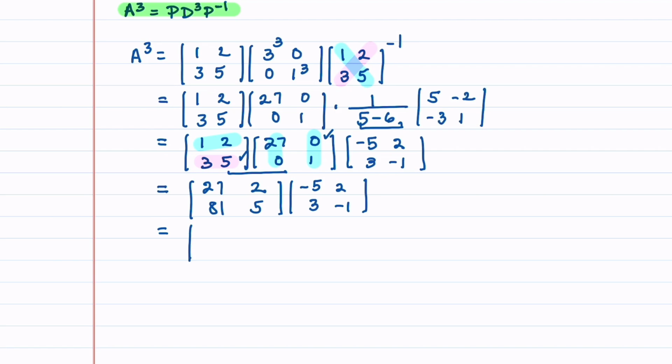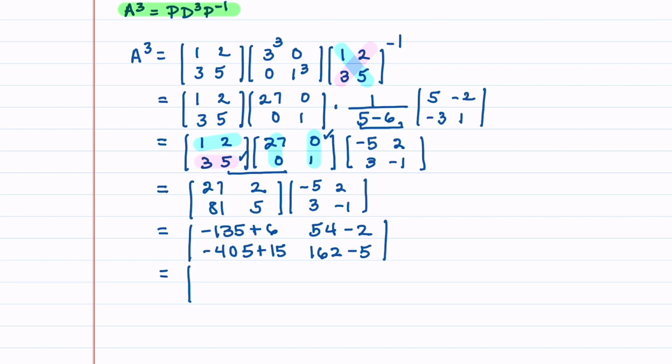Our first entry in the upper left is going to be 27 times -5, which is -135, plus 2 times 3 is 6. And then in the upper right, we're going to have 27 times 2, which is 54, and then minus 2. And in the lower left, it's going to be 81 times -5, so that's -405 plus 15. And then we're going to have 162 minus 5. I always tell my students, don't try to do too much in your head. It's okay to write out extra steps.